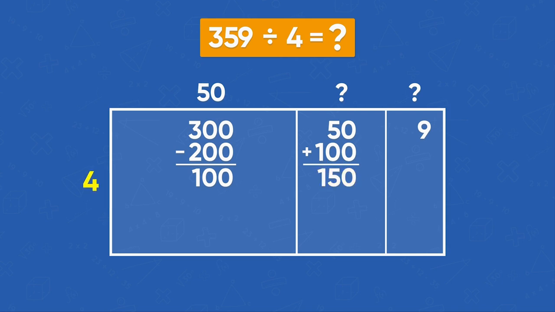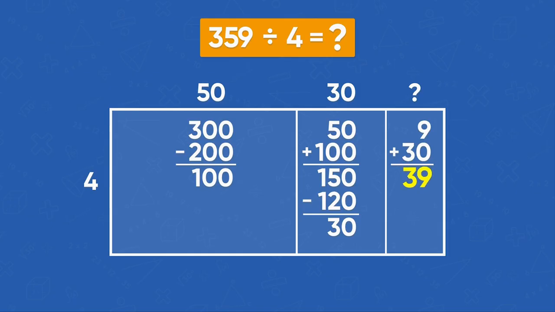I know that 4 times 30 is 120. So let's write 30 above that section. To find out how much area is left, we multiply 4 times 30, which is 120. Then subtract 150 minus 120. 150 minus 120 is 30. We move that amount over to the next section and add it to the 9 already there. This section now has an area of 39.